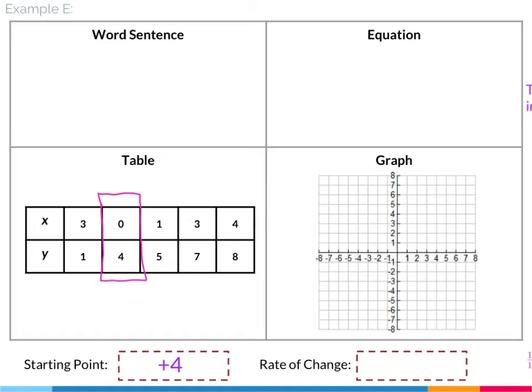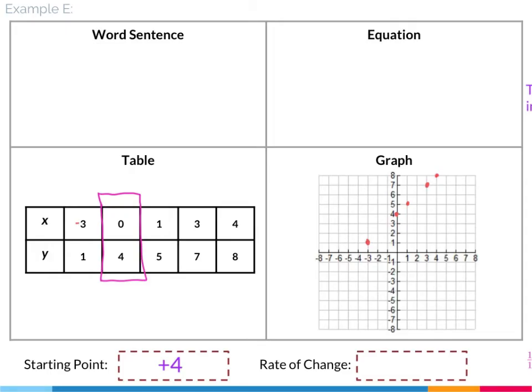Now we can figure out the rate of change from a table. We can figure out what's happening to the x to give us the y, but it's a little bit easier on our graph. So let's graph our points and then see if we can figure out what our rate of change is. So we're going to go over to negative 3, 1. So negative 3, positive 1. Then we're going to put 0, 4, over to 1, 5, 3, 7, and then 4, 8.